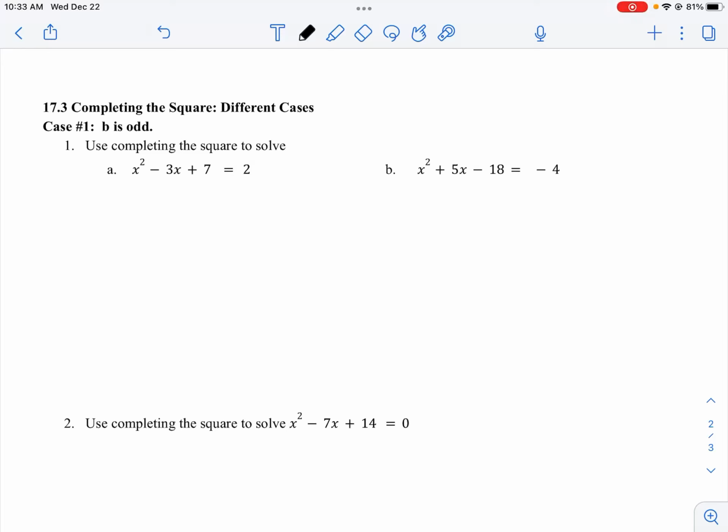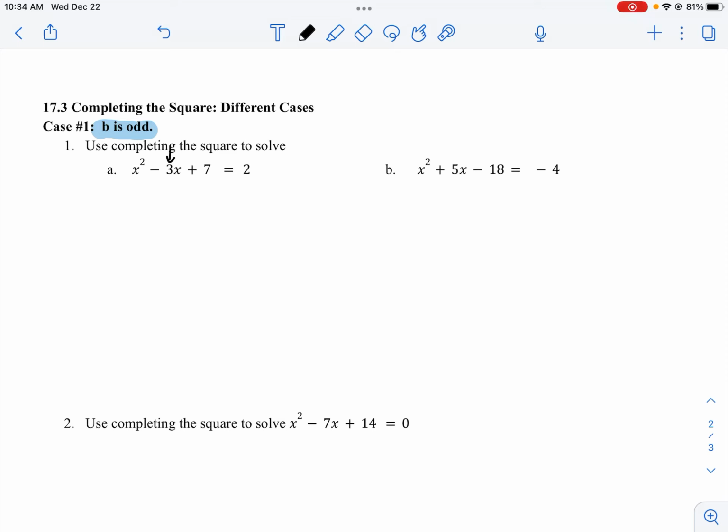Just like the quadratic formula, completing the square works for every quadratic equation that we need to solve. Okay? But sometimes when completing the square, we get some fractions involved, so there are some different cases that I want to make sure we bring up. Here's one of the cases, and this is the case where b is odd. In this case, our b coefficient is -3. So we've got something to think about here.